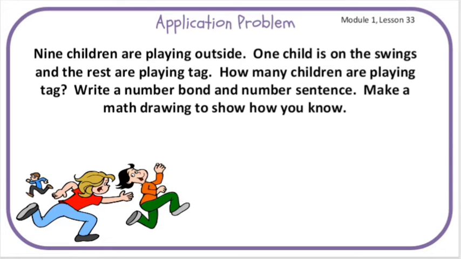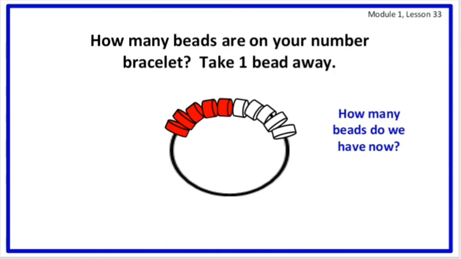I'm having my 8 fingers. So that means 8 children are playing tags. How many are playing tags? 8 children are playing tags. My number bond is going to be a whole having 9. The first part having 1, and the missing part becomes what? Becomes 8. Good.